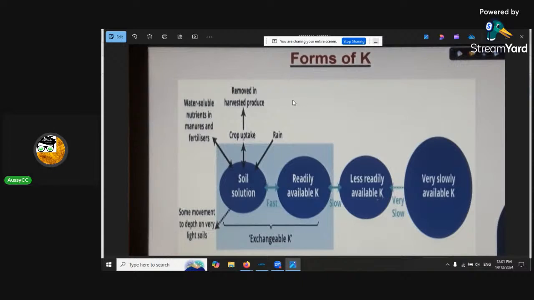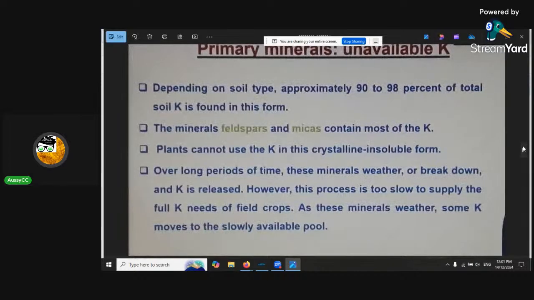And forms of K removed. Oh, that's okay. Exchangeable, that sort of relates to the previous ones. Primary minerals, unavailable K. Depending on the soil type, approximately 90 to 98% of total soil potassium is found in this form. So it's bound up and unavailable.